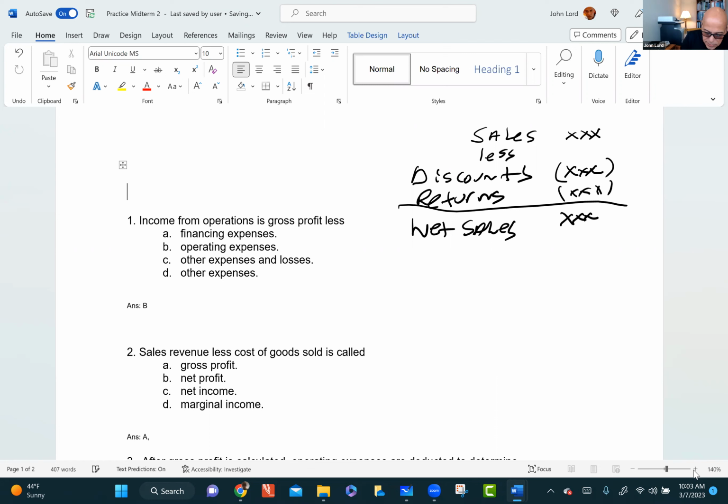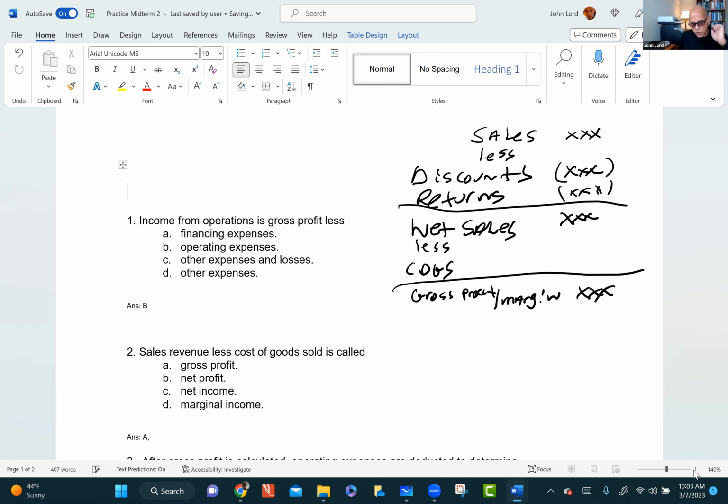Okay, net sales less what? Cost of goods sold gives us our gross profit. You also see that called in many cases gross margin. Okay, for some reason margin is becoming used a lot more these days. Those are synonymous: gross profit, gross margin.